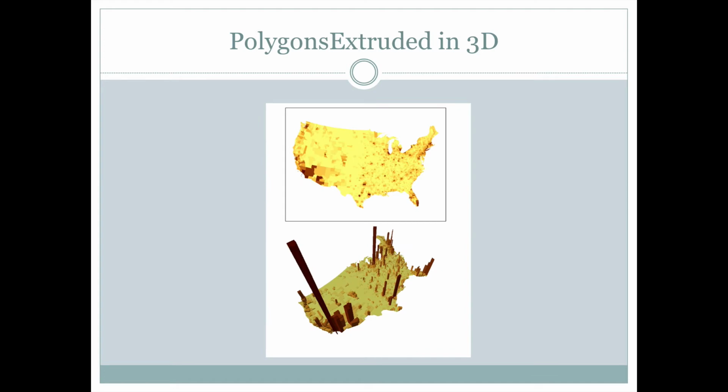We can also extrude data up. This map shows a population density map of the United States, and in the lower map here, we're extruding each of the counties up based on population density within the county. So we can clearly see places like Chicago and Los Angeles here, Seattle over here, and everything is stretched up to its proper height based on how high the population density is in those areas.